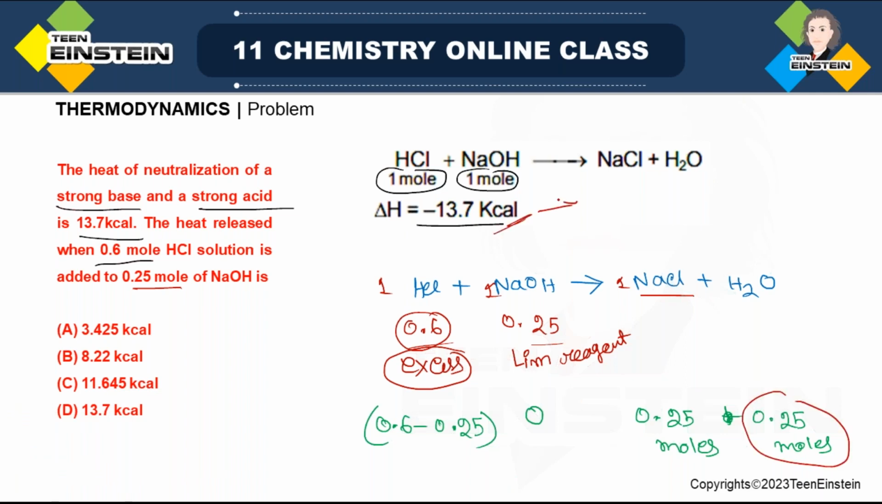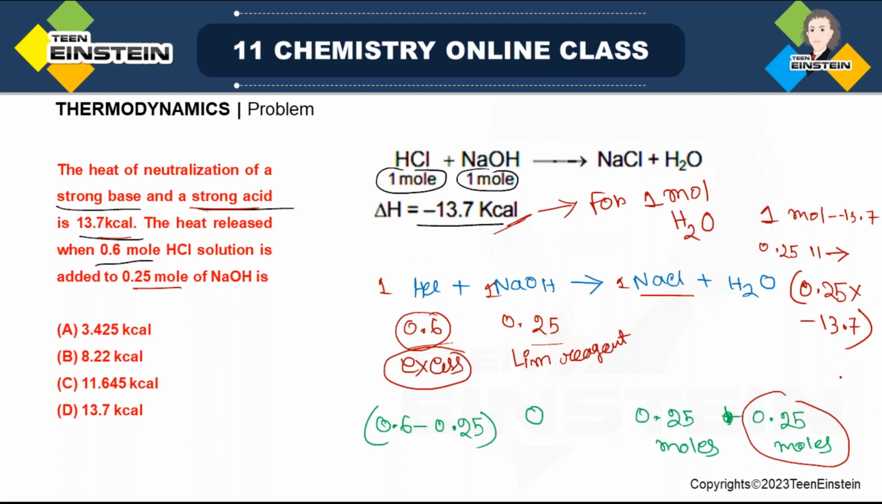So this is the value for 1 mole of water. This is the heat of neutralization for a strong acid and strong base, it is 13.7 kilocalorie, but this is only for 1 mole of water. So for 1 mole it is minus 13.7. So when it is 0.25 moles, simply multiply 0.25 into minus 13.7.